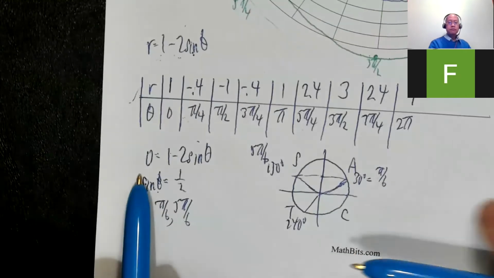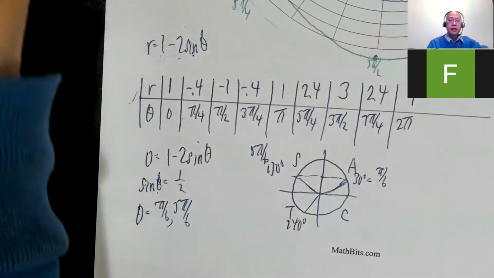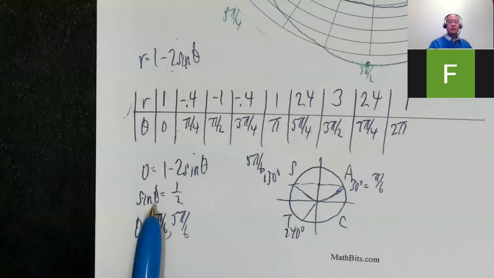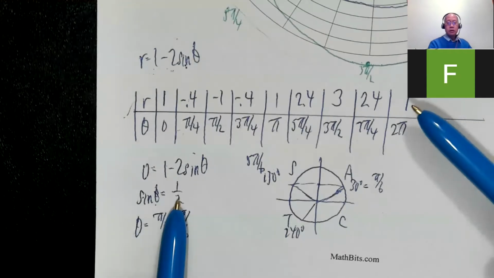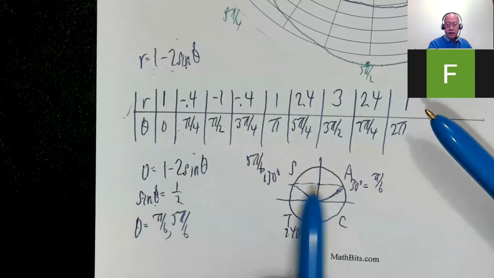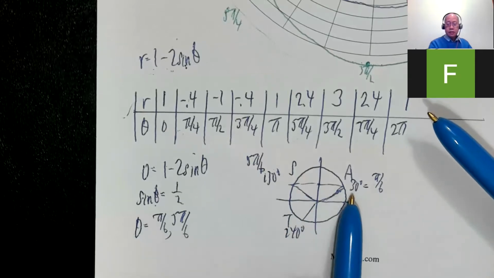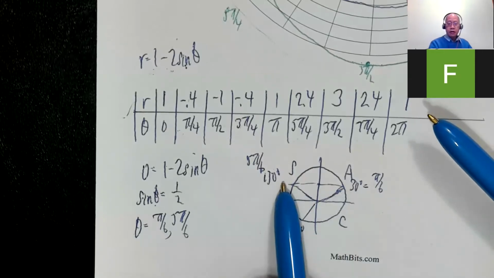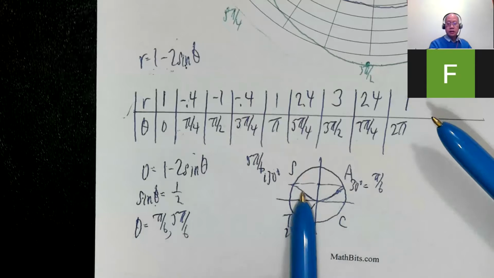So I set r to 0. 1 minus 2 sine theta is 0. A little bit of algebra, sine of theta is a half. So for my unit circle, I want the y coordinate to be a half. That's up here. That's 30 degrees or pi over 6, and 150 degrees, which is 5 pi over 6.